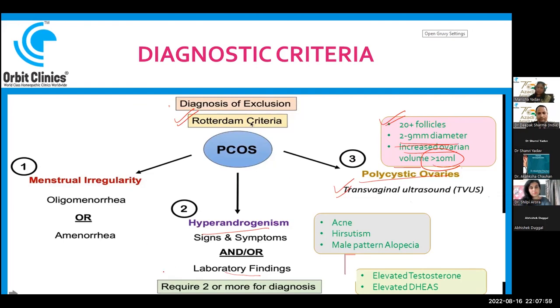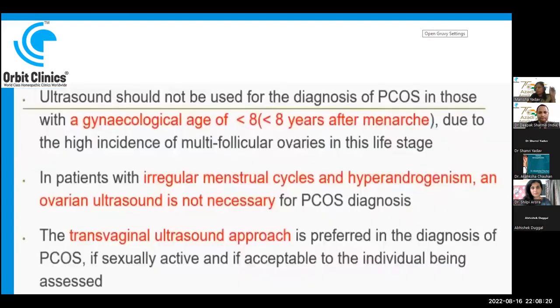If any two of the criteria are present, it will give the confirmed diagnosis of PCOS. If there is menstrual irregularity with PCO ovaries, then you can consider it. It's not essential that in each and every patient you will get all three criteria. If any two of them are present, it will definitely diagnose this disease.